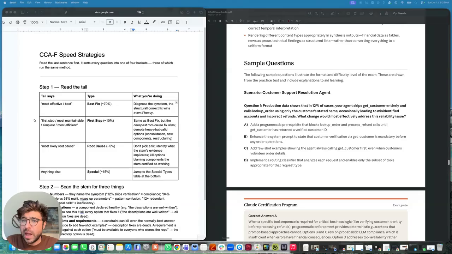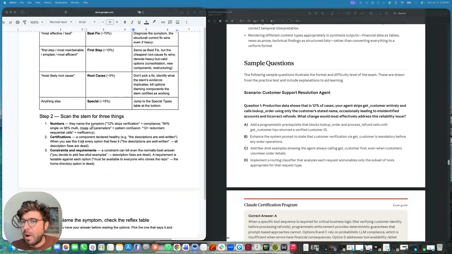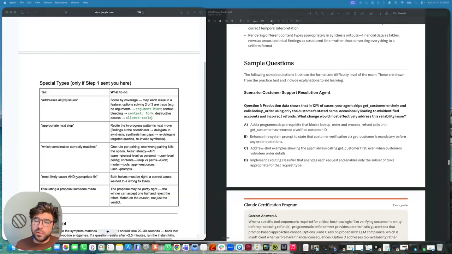The third kind of question you're going to encounter is a root cause question. And what you're going to see in the last sentence of these kind of questions, it's going to say most likely root cause. For these, you're not trying to pick a fix. You're trying to identify what the stem's evidence implicates and kill any options that are blaming components the stem certified as working. So oftentimes it's going to have other information in that question that's going to tell you that this was working fine, and you're going to immediately be able to kill those. The last kind of question is the special category, and I do have a section at the very bottom that's going to go into these. If you do have time, I recommend reviewing them.